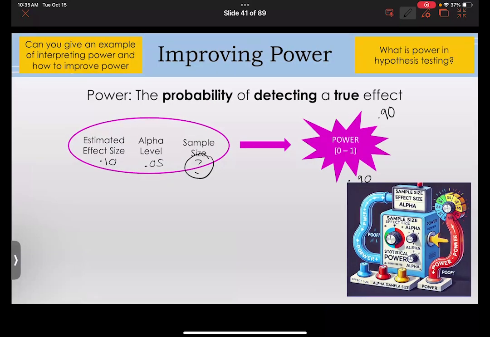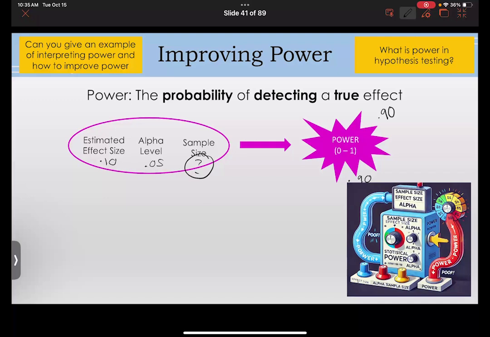So when we say power, it's a probability that's influenced by these 3 things on the front end. Does that make a little more sense? So if we're interpreting a power of 0.8, we're saying there is a 0.8 probability of finding an effect, assuming it is actually there, out there in the real world.